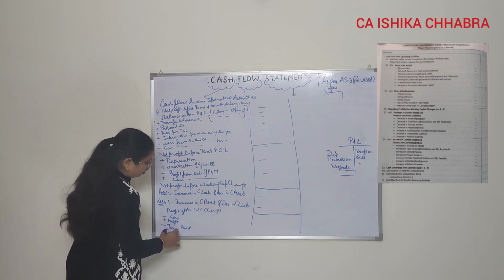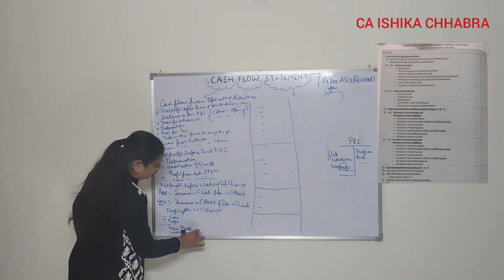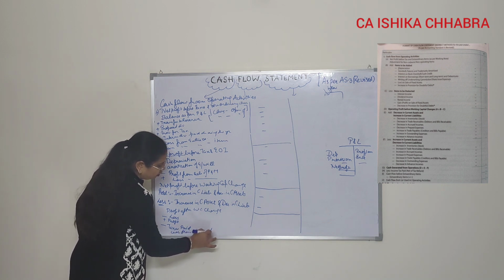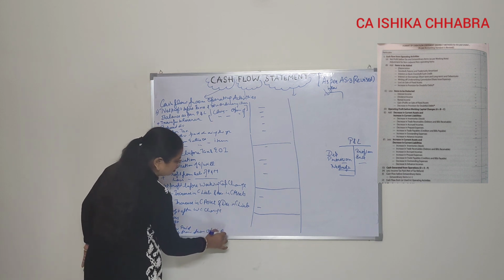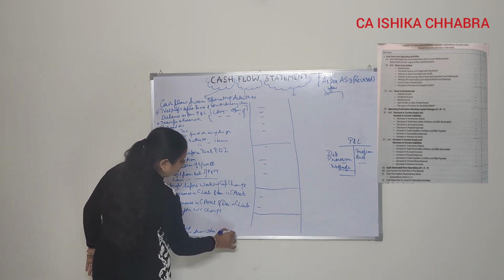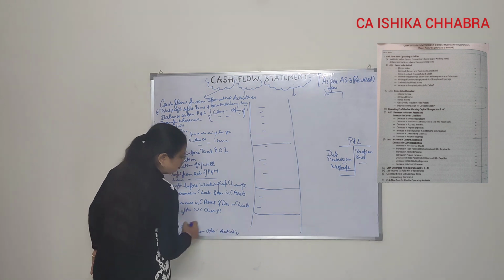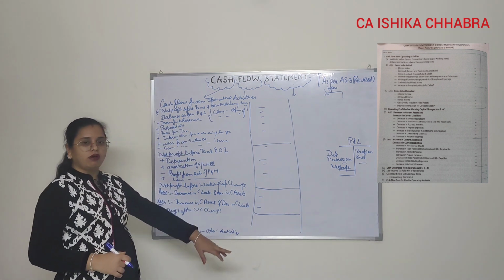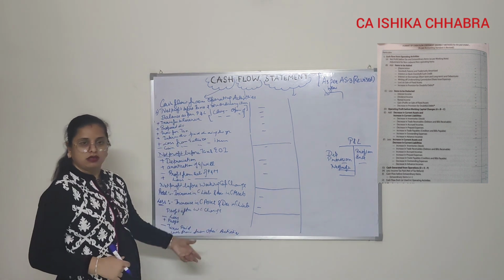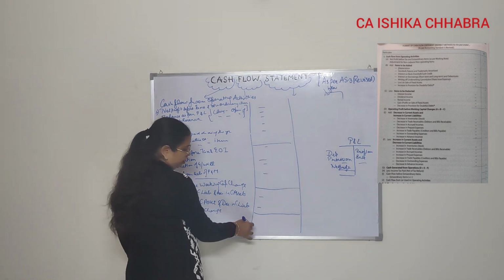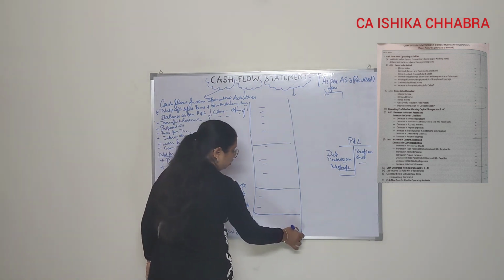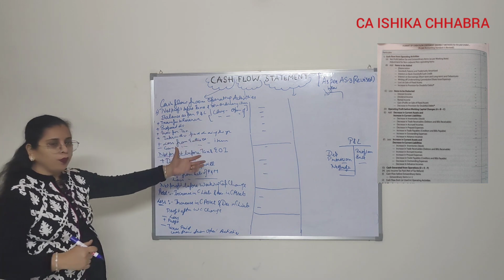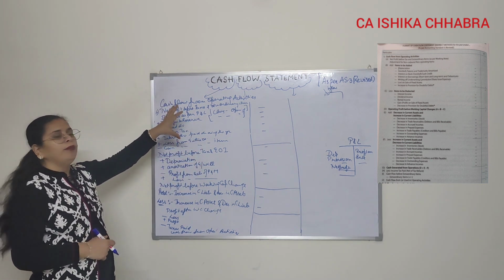Then you will get cash flow from operating activities. Okay, it may be positive or negative. It depends upon the question and the numbers. Okay, so this is all we have to do to understand the operating activities.